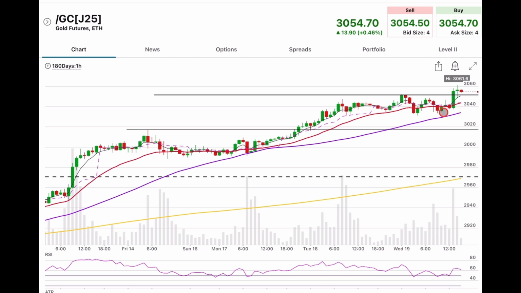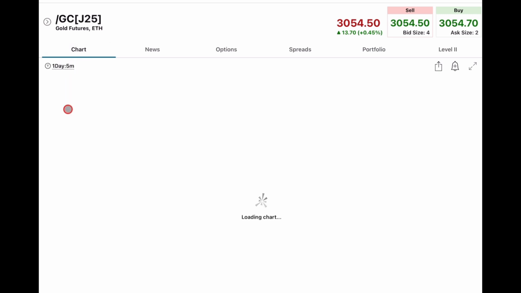So for me, gold would have not been tradable during these hours because I can't tell the bias. I don't have a bias. We're moving sideways. Then we had this huge green candle that got over previous resistance. We came back down to it, it looks like, and we just kind of went up and went sideways. This is what it looks like on the hour. Let's look and see on the 5-minute.